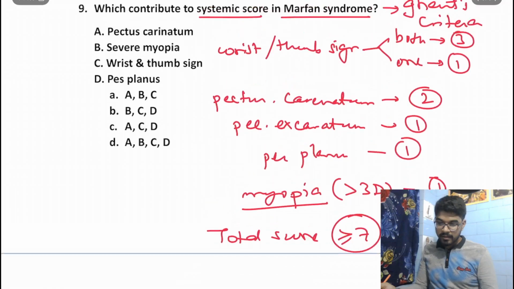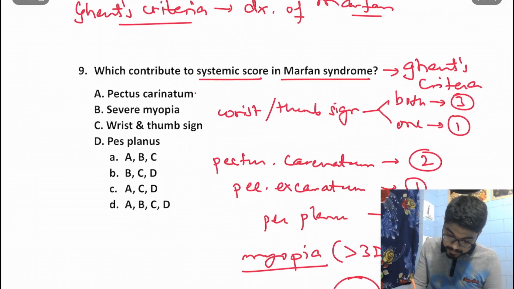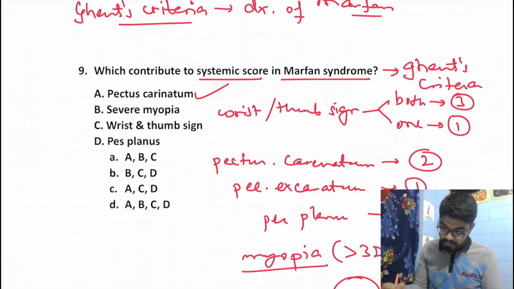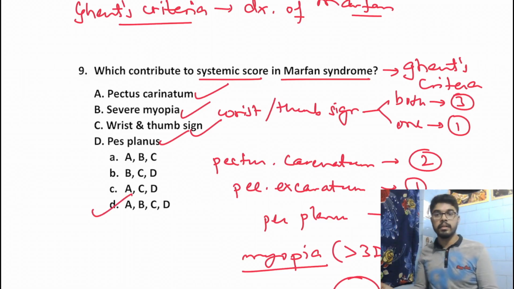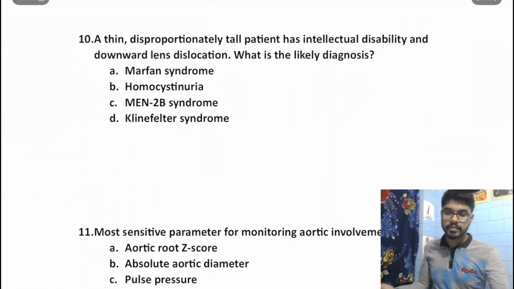Okay. Moving on, now let's talk about this question. Pectus carinatum, yes, a score of 2. Severe myopia, yes. Wrist and thumb sign, yes. Pes planus, yes. So all of them are correct. So answer option D should be correct. Okay. Moving on to the next question.